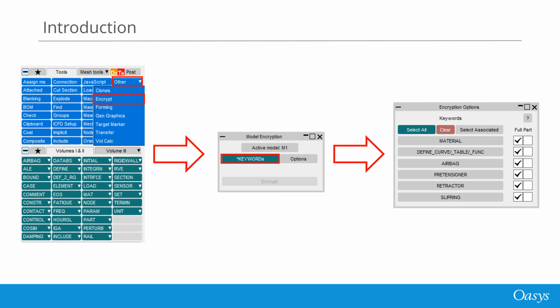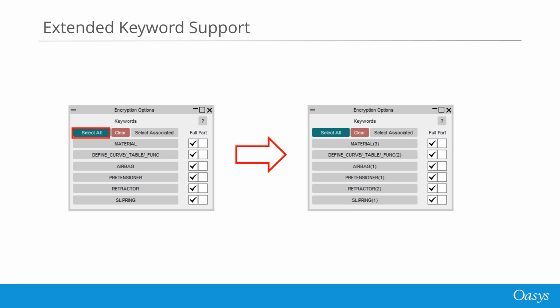In Oasys 20, we've expanded upon the capabilities of the encryption tool by adding new features. For example, we expanded the number of keywords supported by the tool. Additionally, we added individual and collective options for full encryption, which gives you more control over how you encrypt your models. We expanded the encryption tool to support even more keywords, giving you greater control over the data you want to encrypt.